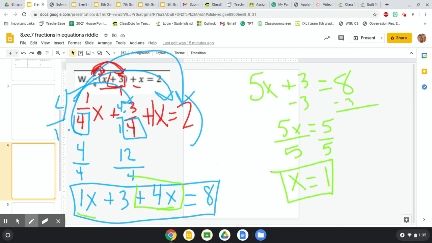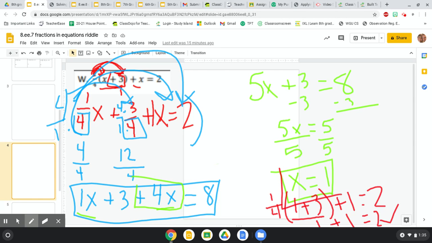Okay, well now I can check it. So if I substitute that into my original, it's saying 1/4 times (1 plus 3) plus 1 equals 2. So 1 plus 3 gives me 4. Well, 1/4 of 4 is just 1 whole. So 1 whole plus 1 whole equals 2. So yeah, that does work out. So I know that x equals 1 is my correct solution.